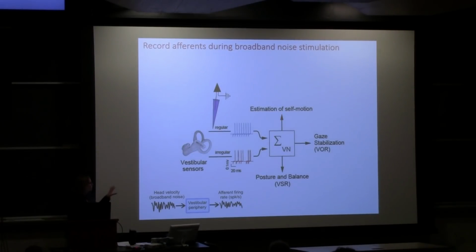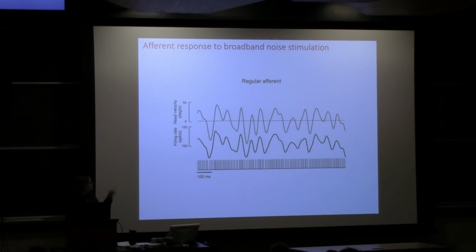And then again, what you can do instead of using sine waves, here we use broadband noise, you can use little snippets of actual motion and see how the neurons, or the afferents in this case, actually encode that. And what I showed you is if you look at a regular afferent, where this is the horizontal head velocity, this is the firing rate, you can just see by eye, right, that they're really close, right?